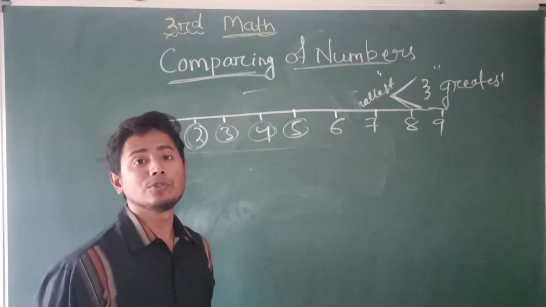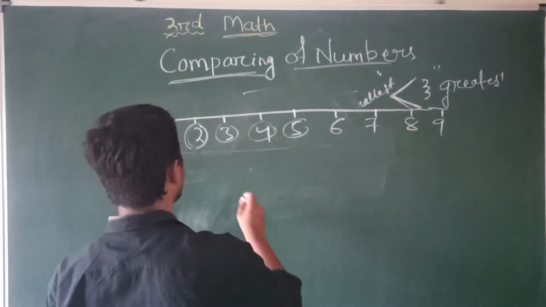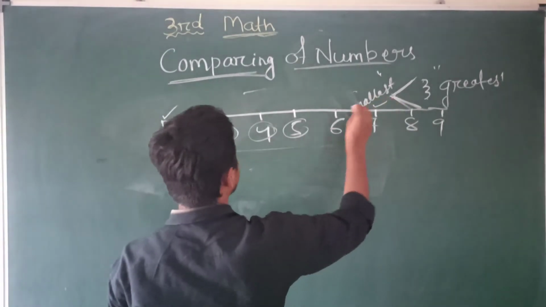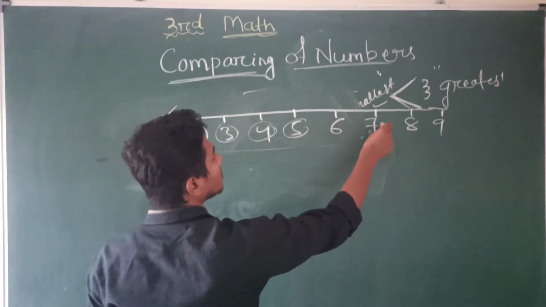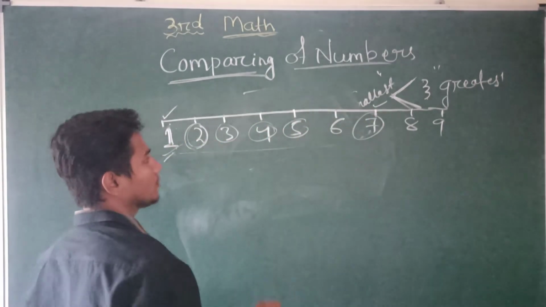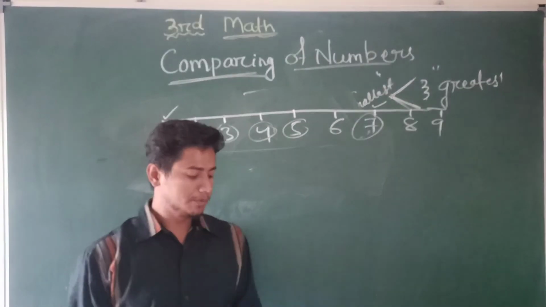So you can find out which one is smaller and which one is bigger when you draw a number line. When I compare between 1 and 7, 1 is first in the number line and 7 is after 1. So this is the greatest number and this is the smallest number when you compare between 1 and 7. So now move to your book.